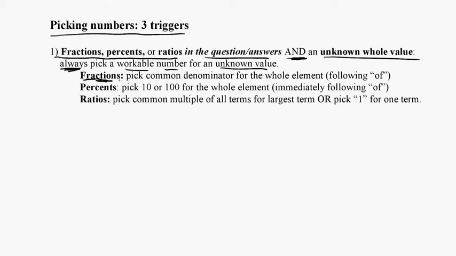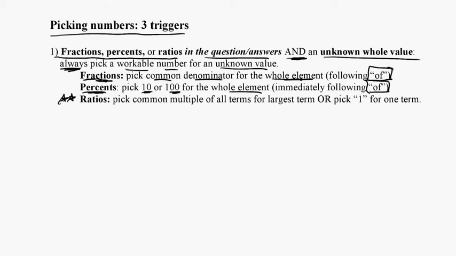When you have fractions, you want to pick a common denominator for the whole element. That is following the of, 2/3 of the rabbits. So the rabbits were a whole element. And then you just saw for percents, you want to pick 10 or 100 for the whole element. Again, immediately following the of. Ratios, a little bit tricky, no doubt.